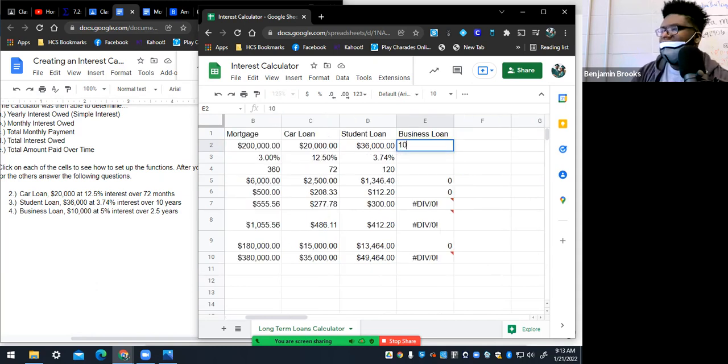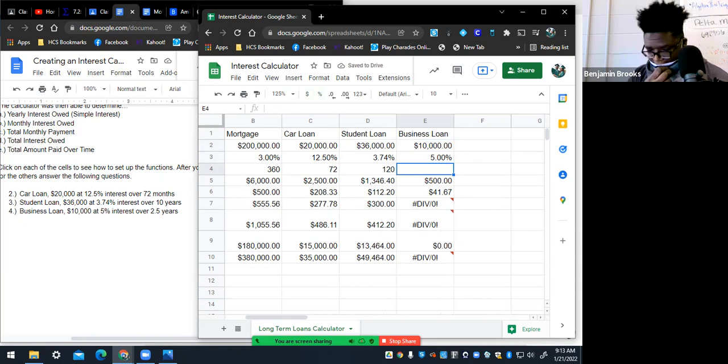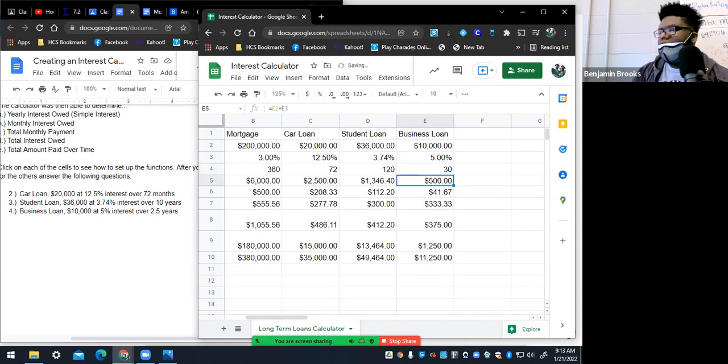All right, business loan. We got $10,000 at 5% interest. Once again, we want to make this a percent, so not 500. And we want to make sure this is in dollars. Over 2.5 years. So let's think about it. 2 years is 24 months. Half a year is 6 months. 24 plus 6, this is 30 months. And you can get the rest of the answers from there.